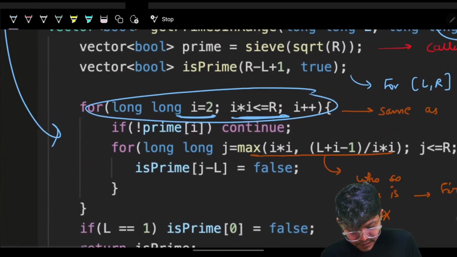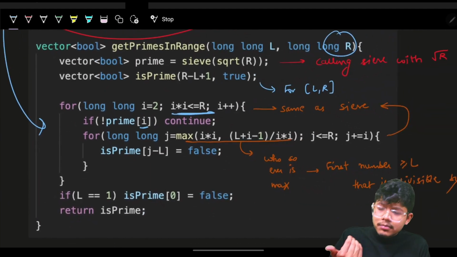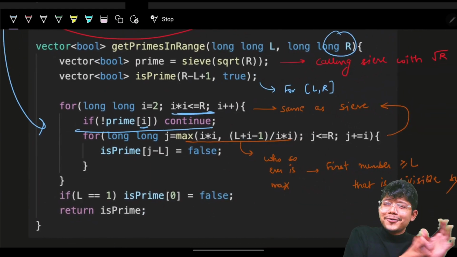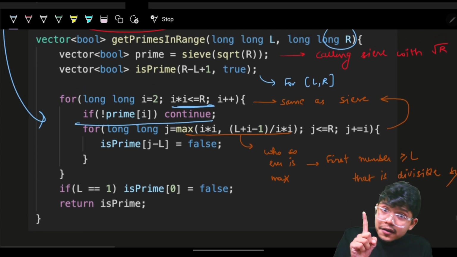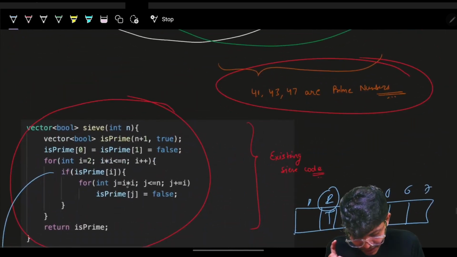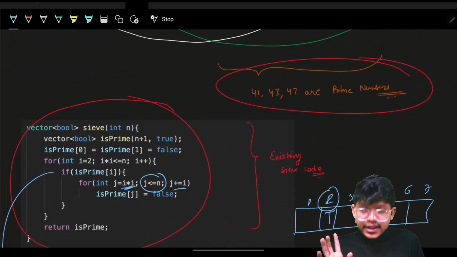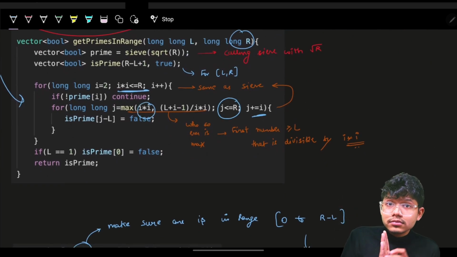So if this specific ith number is not a prime number, simply continue. You don't have to mark L to R as anything because it's not a prime, right? If it is a prime number, then I will do the exact same thing: i into i, j plus i, less than equal to R.